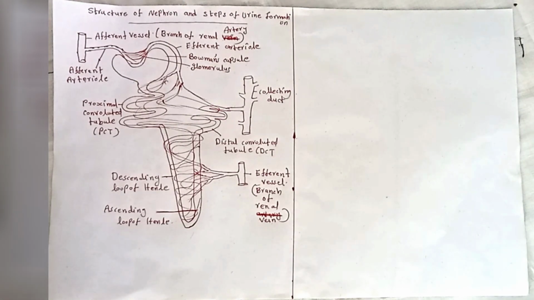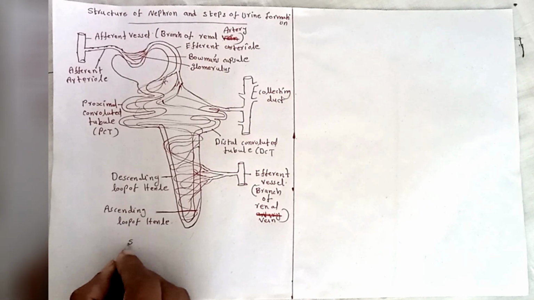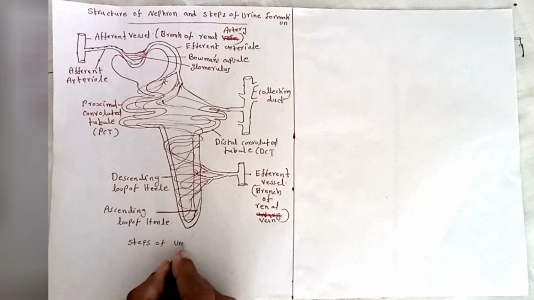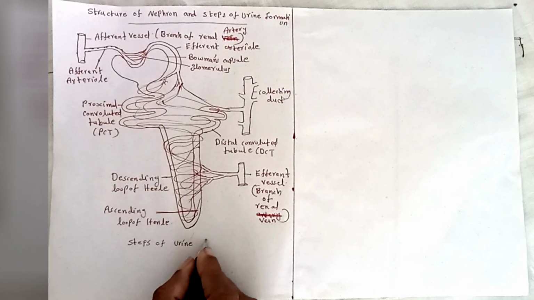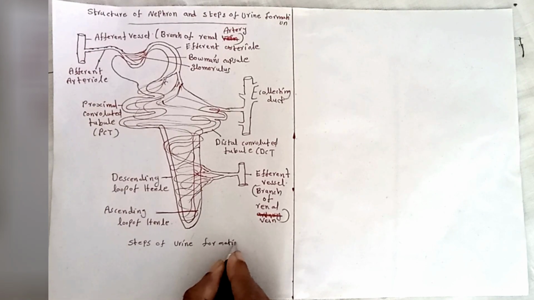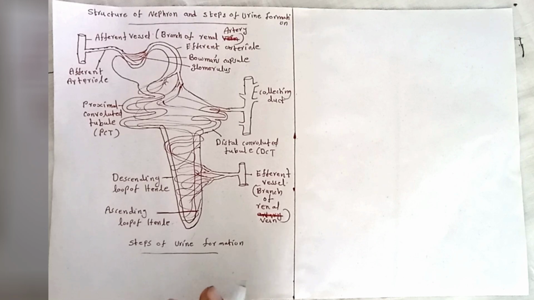Now the steps of urine formation. There are mainly three steps in the formation of urine.